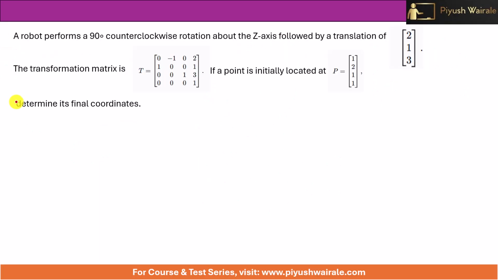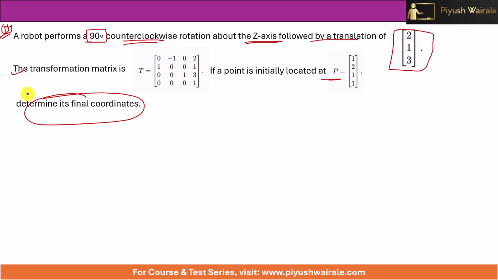Great. So we have question number 4 now. A robot performs a 90-degree counterclockwise rotation about the z-axis followed by a translation of 2, 1, 3 here. The transformation matrix is given to us. If a point is initially located at P here, determine its final coordinates. See, again in the GATE exam you are not going to get this transformation matrix or they will not provide this particular sentence. Either they can give the transformation matrix or they can provide this particular sentence here.